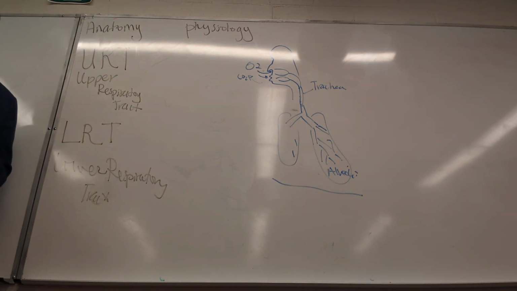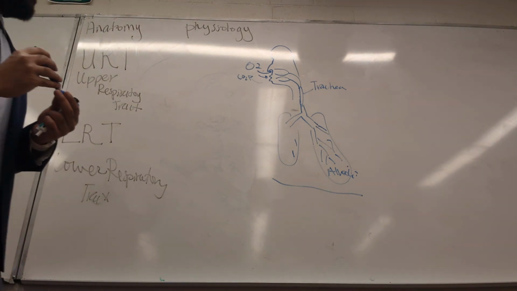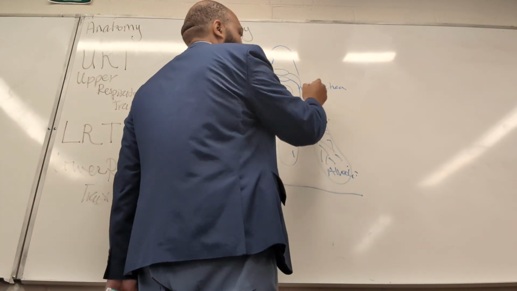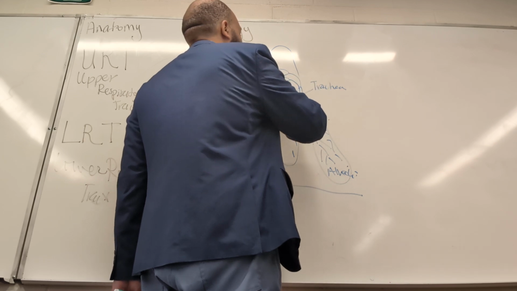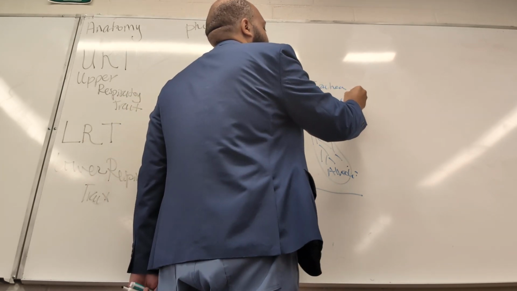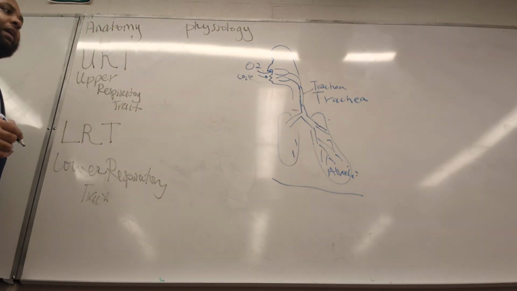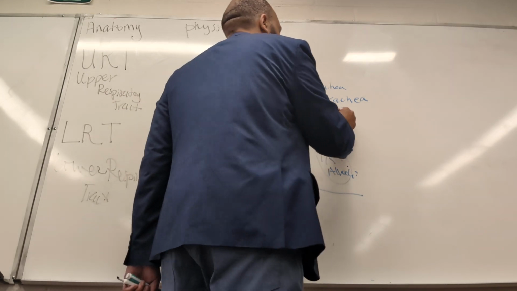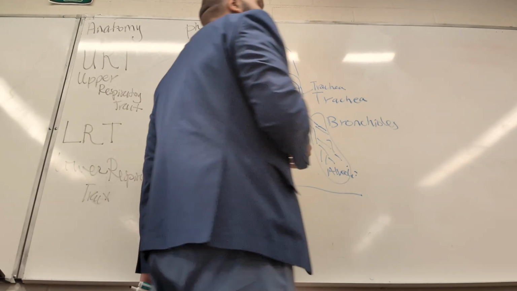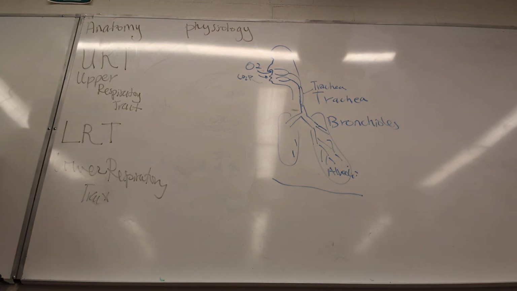Sir, please, the second one, what's the name of it? The nose, then the trachea. Trachea. Okay? And then we're going to go into the bronchioles: primary bronchioles, secondary bronchioles, and tertiary bronchioles.